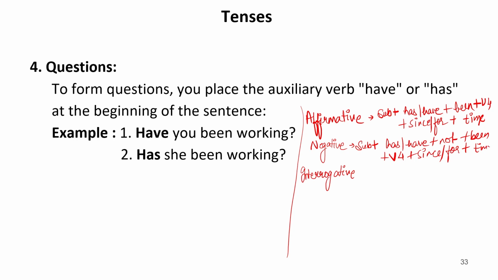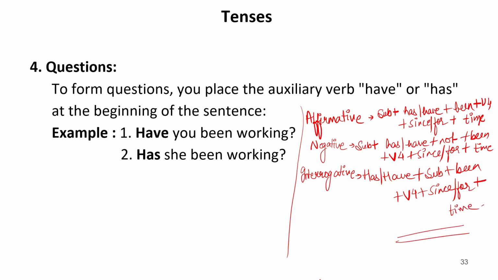We already have learnt about time, that countable time is shown by for, whereas uncountable time is shown by since. In interrogative, there will be has or have at the beginning of the sentence plus subject plus been plus verb fourth form plus since or for followed by time. Now these are some things by which we can form a sentence of present perfect continuous tense.